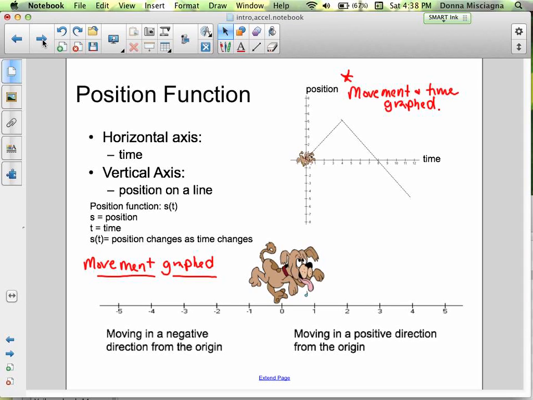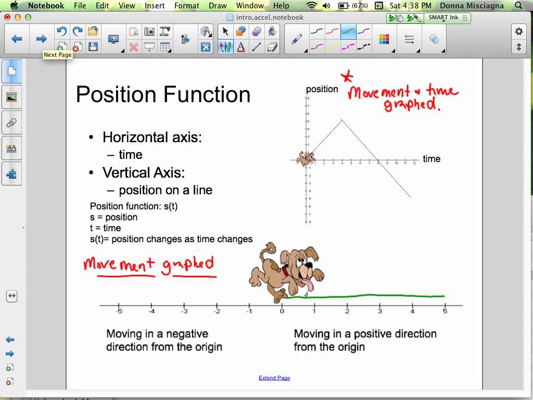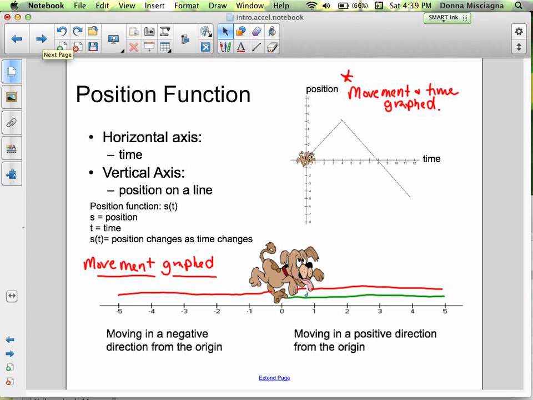All right, so here our dog is going to move 5 units to the right. And then our dog is going to turn around and move 10 units to the left. So it's gone 5 units to the left of where it started. That's the movement of the dog.